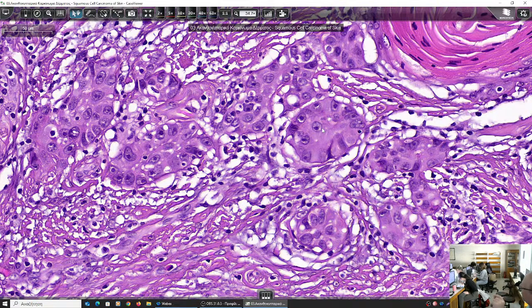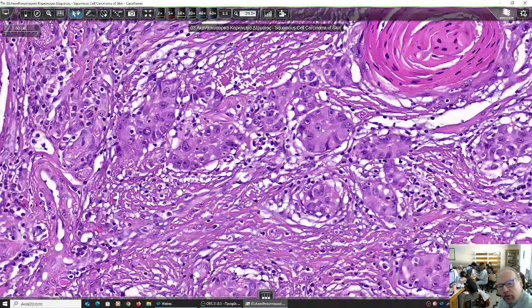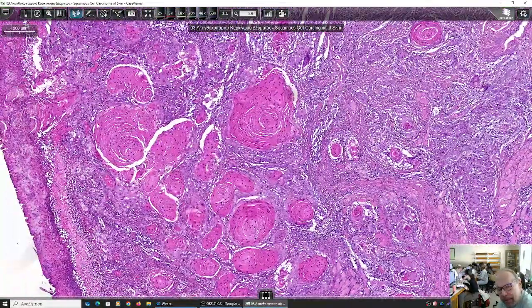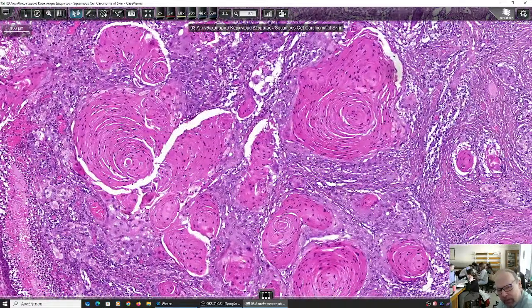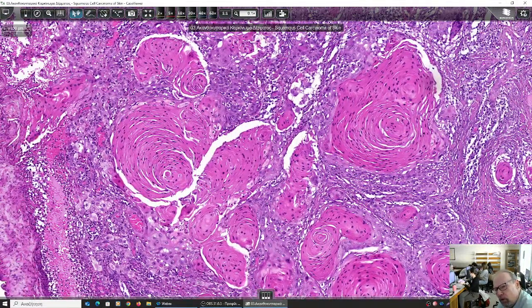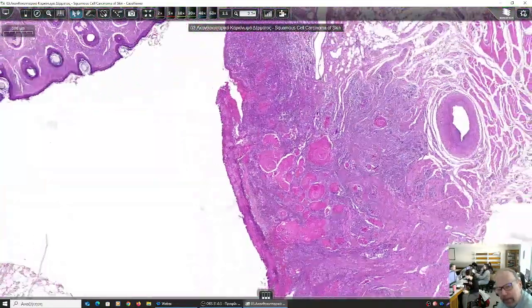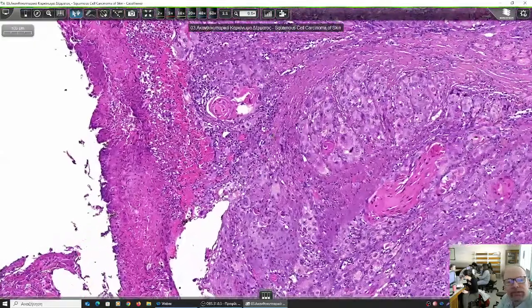What do we do next? We look for differentiation. What is differentiation? The malignant cells, do they have something that looks like something normal? Have a look at this follicular material that they produce in quite an extensive area. What substance is this produced by malignant cells? It's similar to this.